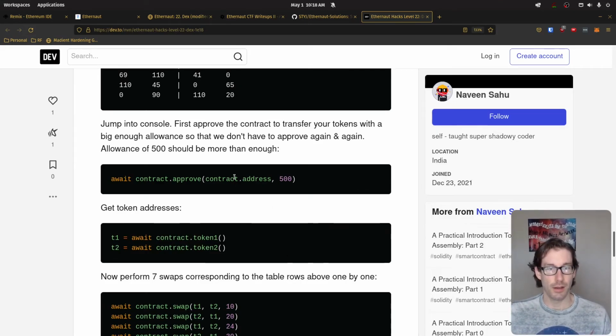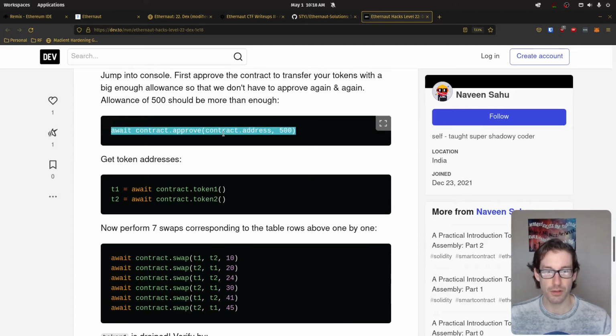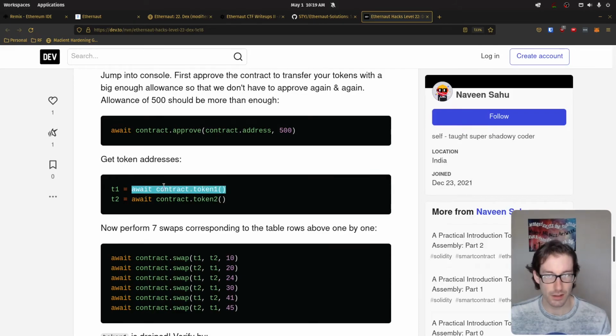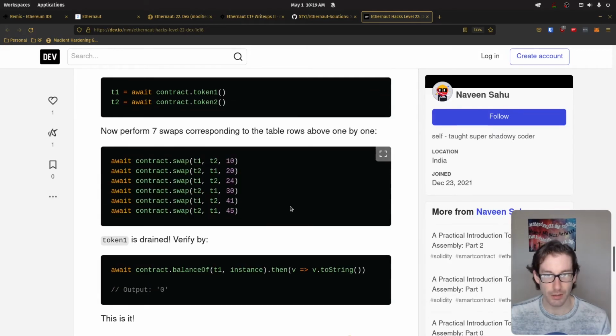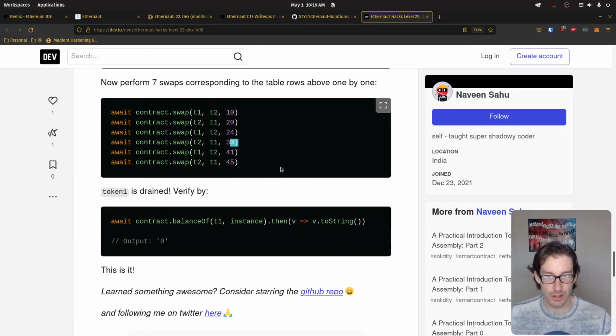So these are the steps that you're supposed to go through. First, you're supposed to approve the fact that you can swap tokens, and once you've approved it, then, just for simplicity's sake, you're going to take the address of token 1 and put it into a variable, address of token 2 put it into a variable, and then you're going to do your swaps back and forth. So you're going to say 10, 20, 24, 30. You're going to keep swapping back and forth as we explained above. And once you get down to the last one of 45, you're then going to take over the entire supply of token 1.